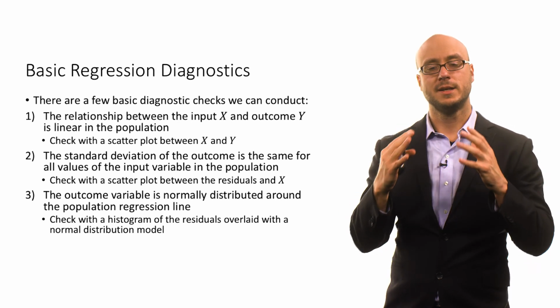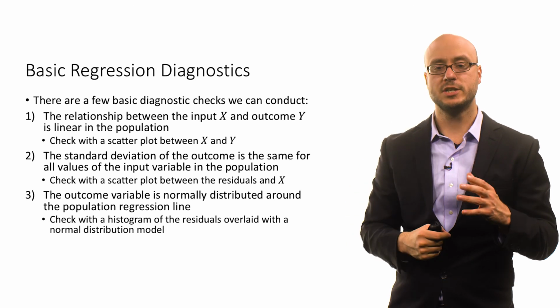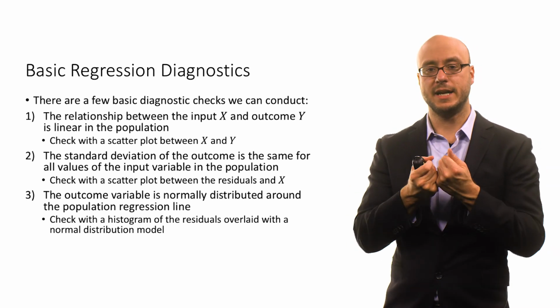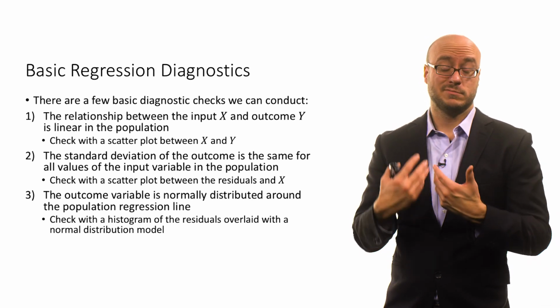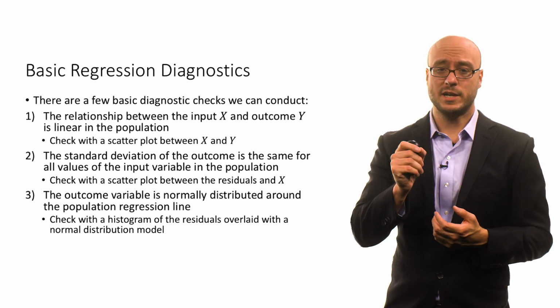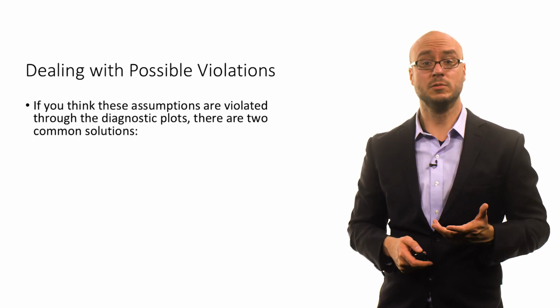The idea is that even though these are in the population, these are assumptions about the population. We can use a sample of data to check the validity. The idea being that if there's some kind of discrepancy, we might question or think about how to refit our model through transforming the data. And that's how we deal with possible violations.